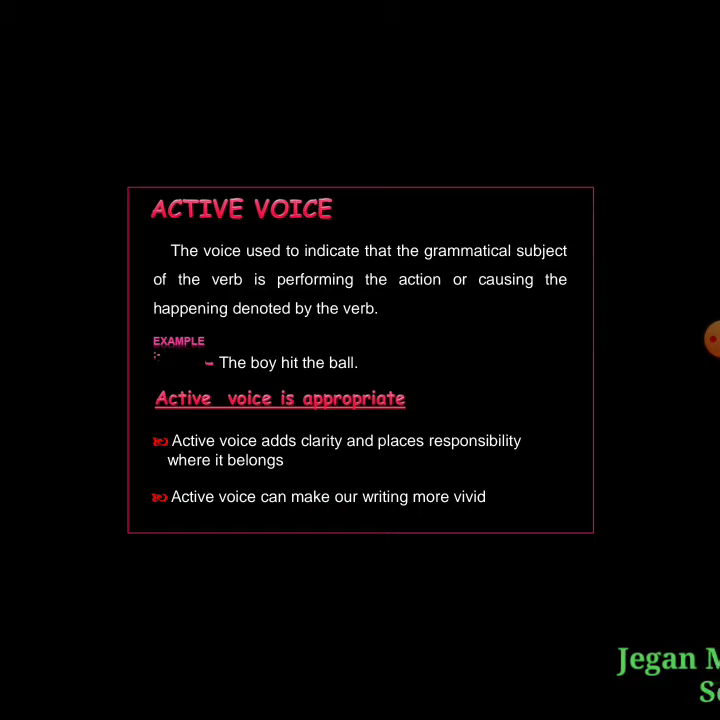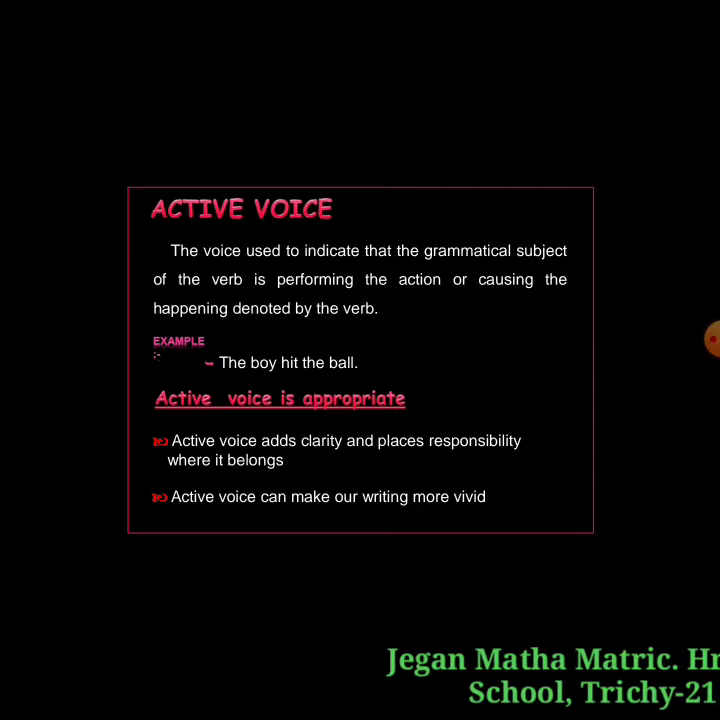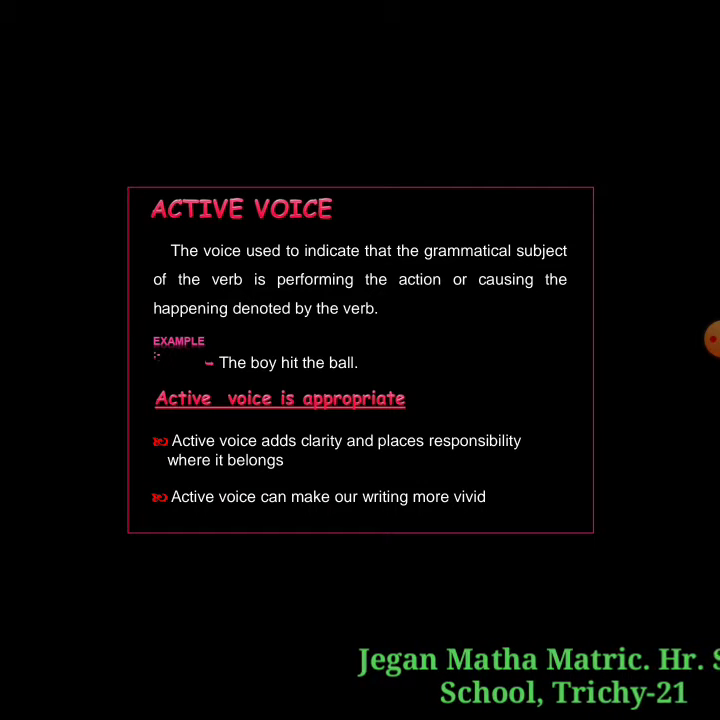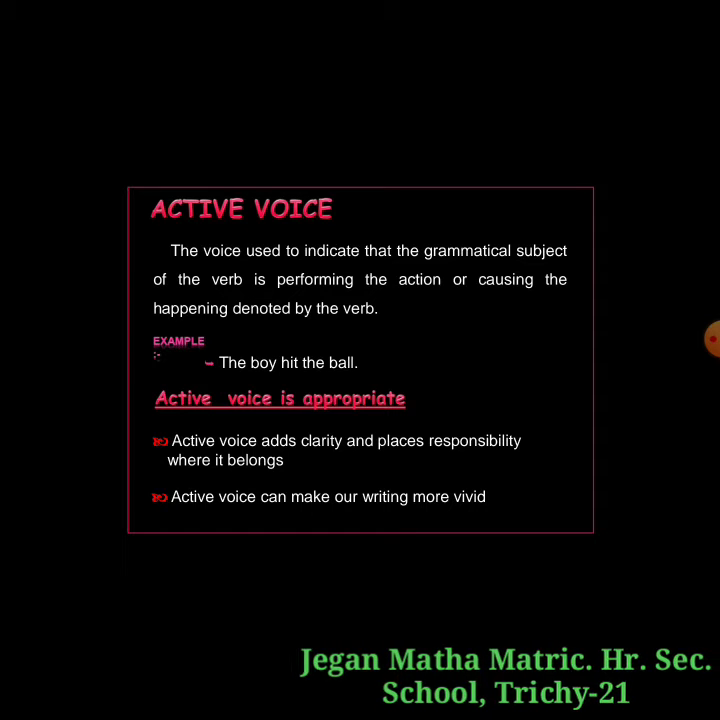Was hit. Why do we use was hit? Because the main verb is simple past. If we have simple present, we can use the auxiliary verb is or are. Otherwise, if the main verb is simple past, then auxiliary verb was plus the third form of the verb. So whenever you change from active to passive, the verb should be the past participle. So those are the rules.